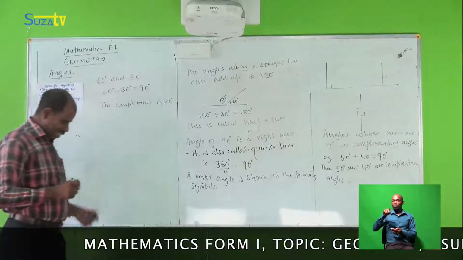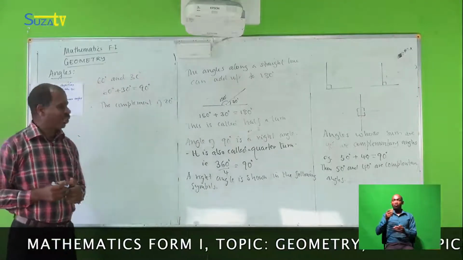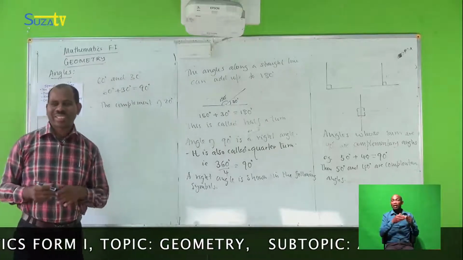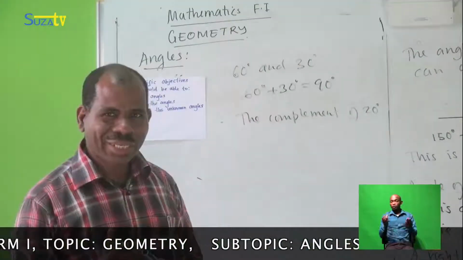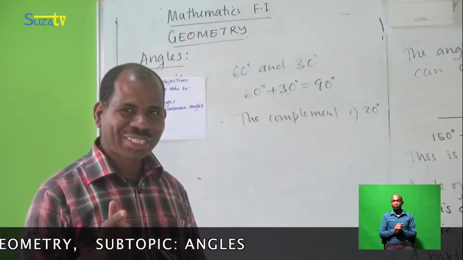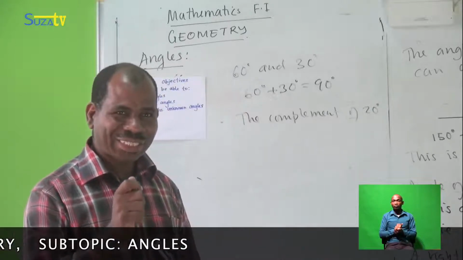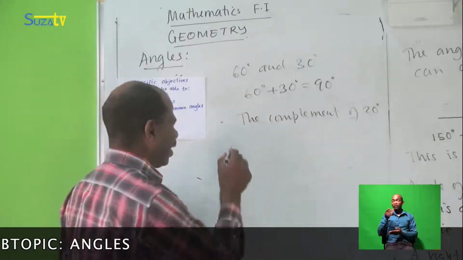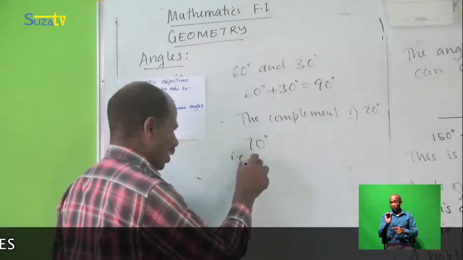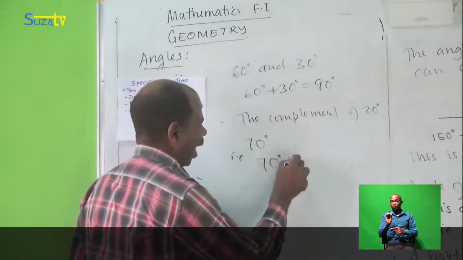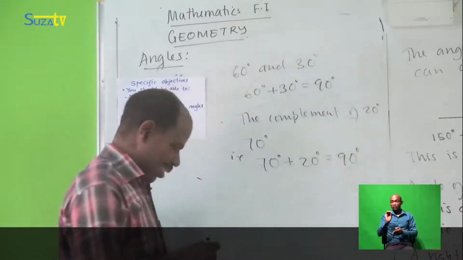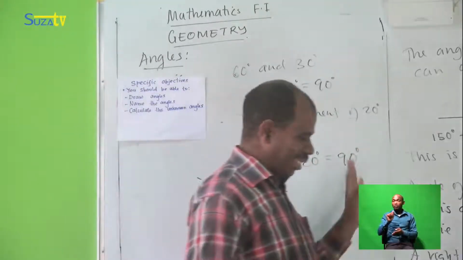It means there is an angle, when added to 20 degrees, it gives 90 degrees. Which angle? 10, 20, 30, 50, 60, 70, yes. So it means 70 degrees. It means 70 degrees plus 20 degrees is equal to 90 degrees. So these are complementary angles.